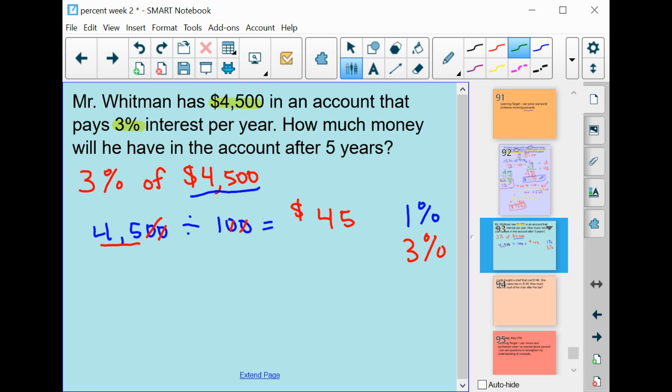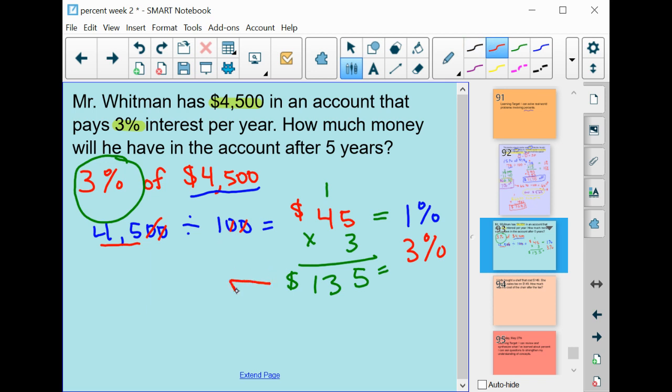Okay, that's kind of a lot. So each year, we're trying to find out how much interest he will earn. So we haven't found that yet because we need to find not 1% of 4,500, but 3%. So we're going to take this and do 1 times 3 and 45 times 3. Don't need a calculator for this one. 5 times 3 is 15. 3 times 4 is 12, plus 1 is 13. Okay, so here is our answer of what is 3% of 4,500.